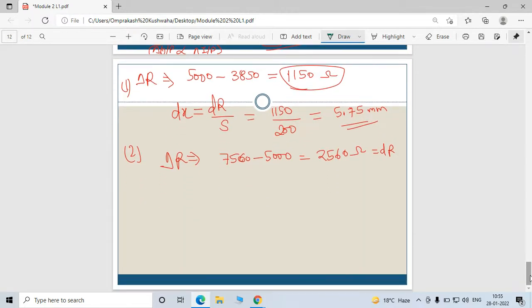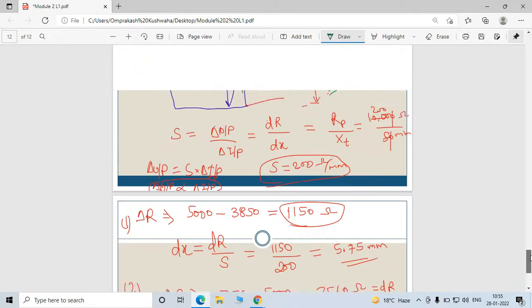Now dx. What is the value of dx here? It is nothing but your dR by S, which is 2560 ohm over 200 ohm per mm, right? When you solve this, you will get 128 by 10 mm, which is nothing but 12.8 mm.